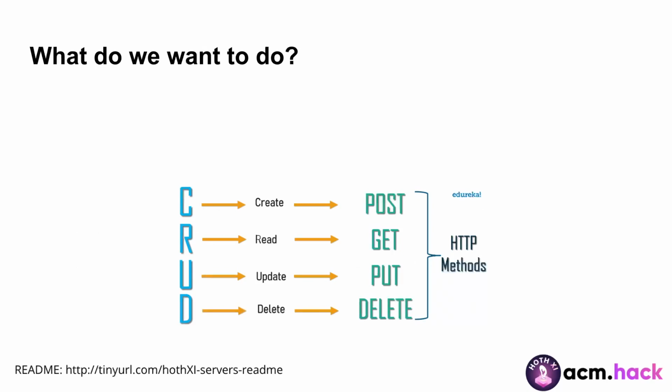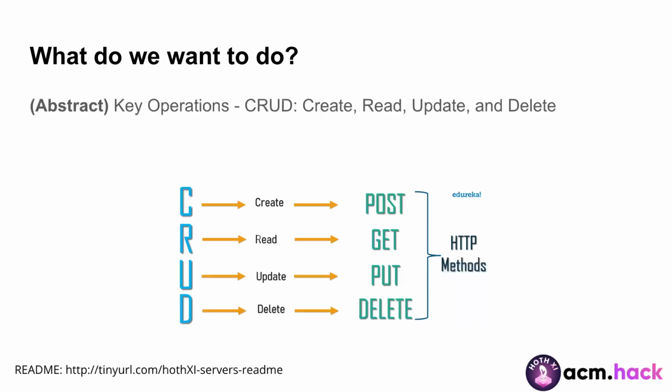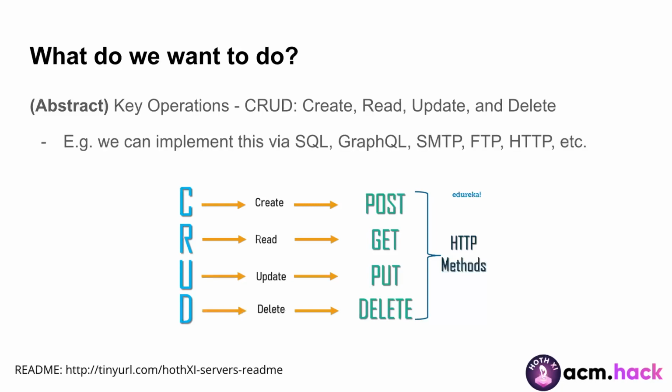So what exactly do we want to do? Well, there are four key operations that we normally find are going to be useful with respect to a database. Those operations are create, read, update, and delete, also known as CRUD. We're going to be using HTTP in order to implement these. There are other ways that CRUD gets implemented, so you can use GraphQL. CRUD is a very abstract concept, so you can even apply it to other things as well, but we'll just be focusing on HTTP today.